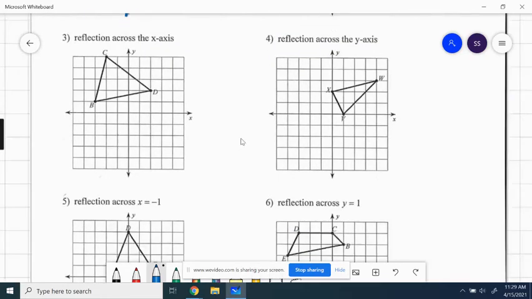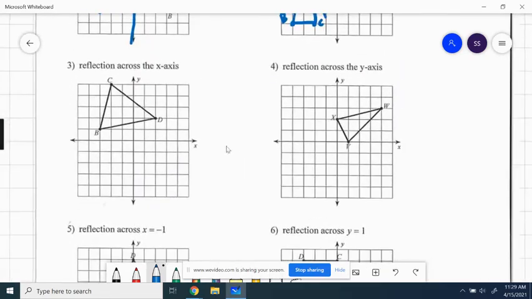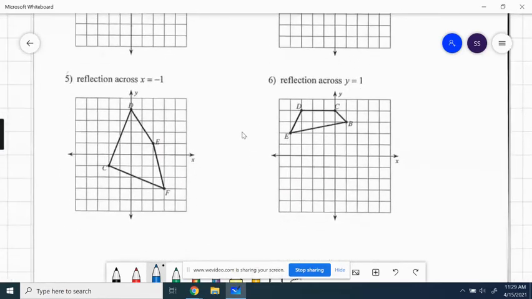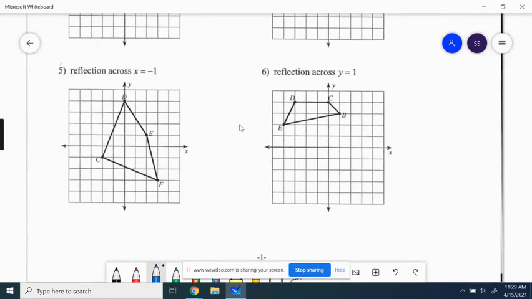All right. I think this is probably good. 3 and 4 still just reflecting across the x and y axis. Number 5, we're reflecting across x is equal to 1, or sorry, -1. Well, that would be right here. Okay, this line is x is equal to -1. So there you go. Now you should be able to reflect that.